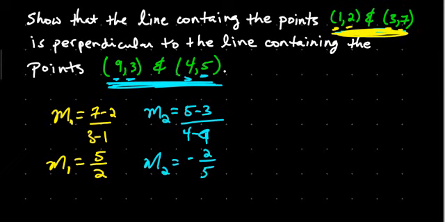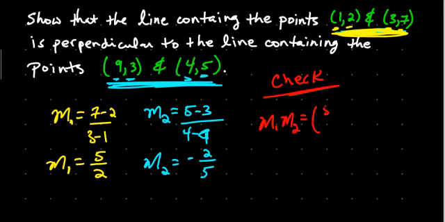Okay, so now let's check and see if they are perpendicular. Check. And we want to look at M1 times M2. That's going to equal 5/2 times -2/5. Alright. See that the 2 cancels the 2. And the 5 cancels the 5. And so we get that this equals, and there's the negative, so we get this equals -1.